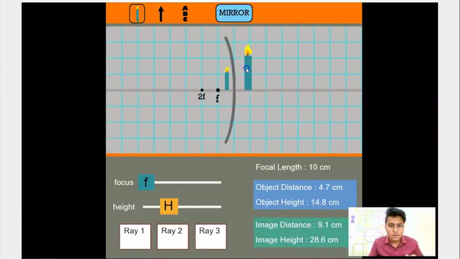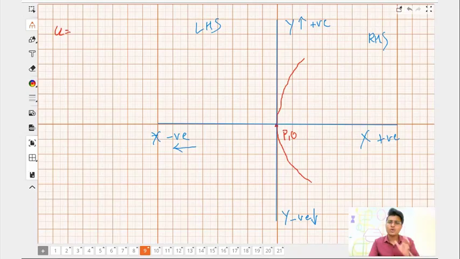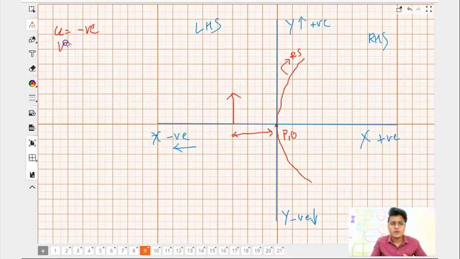Look at it, guys. No matter u or v, no matter concave mirror or convex mirror, nothing can be kept behind the mirror. This is your convex mirror. This is the reflecting surface. Everything must be kept in front of the convex mirror. So your object is kept in front of the mirror. Hence, it is still negative. Very nice. What about v?